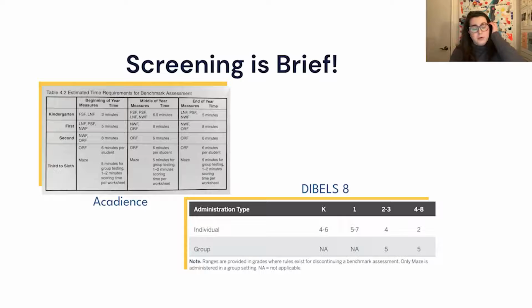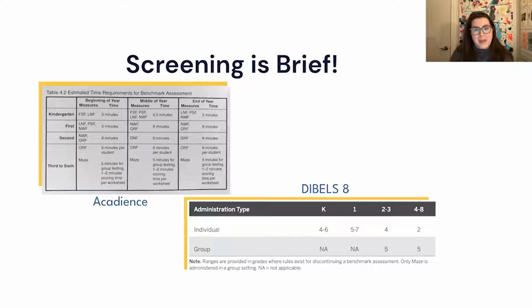This is a slide I pulled from our first webinar. Please feel free to go back and take a look at that again, but you'll notice here, these are the time estimates for two commonly used CBMs, Acadience and DIBELS 8. You will notice that it varies based on the grade level and the point in the school year, but we are looking at less than 10 minutes per student. And at some grade levels, we're looking at two or three minutes.